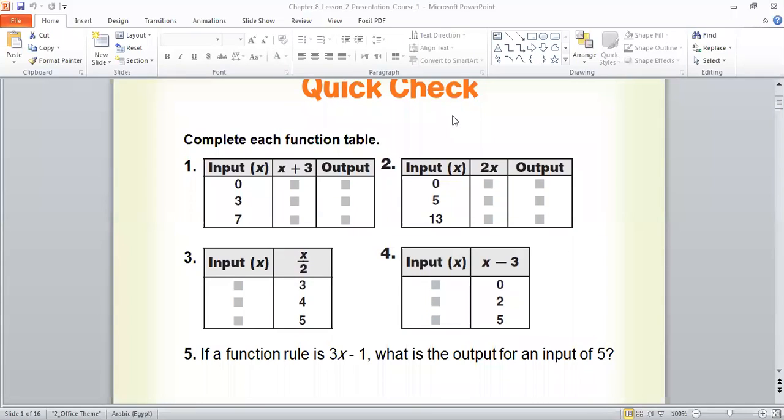X over 2, my friend, is equal to 3. We will multiply, right? I will multiply by 2. Raise your voice, my son. Speak up. We will multiply by 2. 3 by 2 equals what?